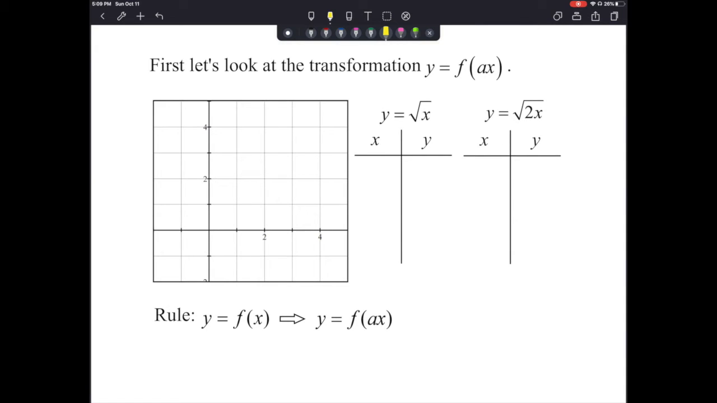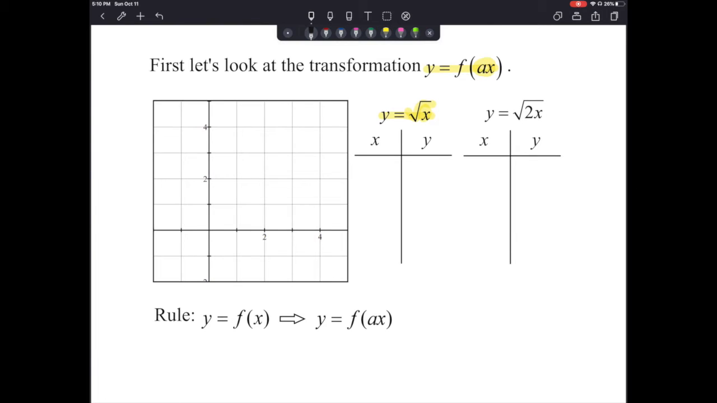All right, let's look at another transformation. Okay, so our first transformation that we are learning today is y is equal to f of a times x. All right, and we're going to use our parent graph y is equal to the square root of x to help us figure out this function.